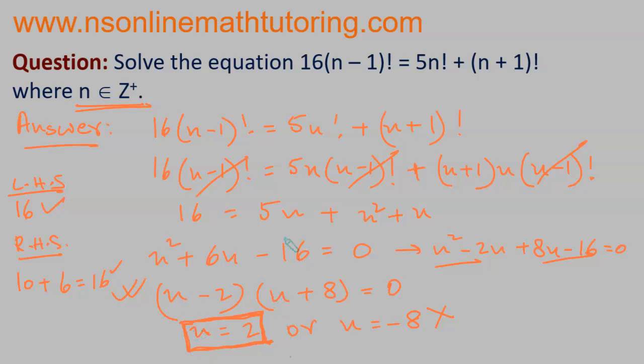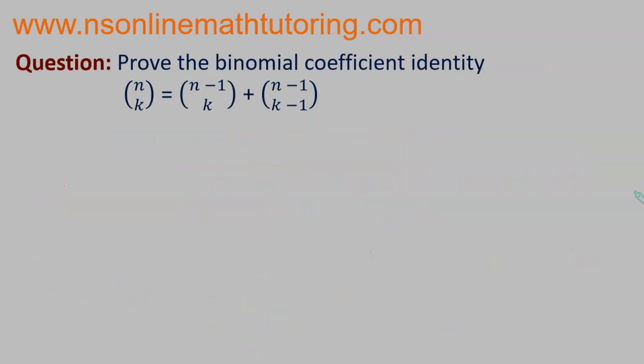Okay, so let us move on to the next question. Now the second question is proving an identity. It says, prove the binomial coefficient identity: nCk equals (n minus 1)Ck plus (n minus 1)C(k minus 1). So let's start with our answer.